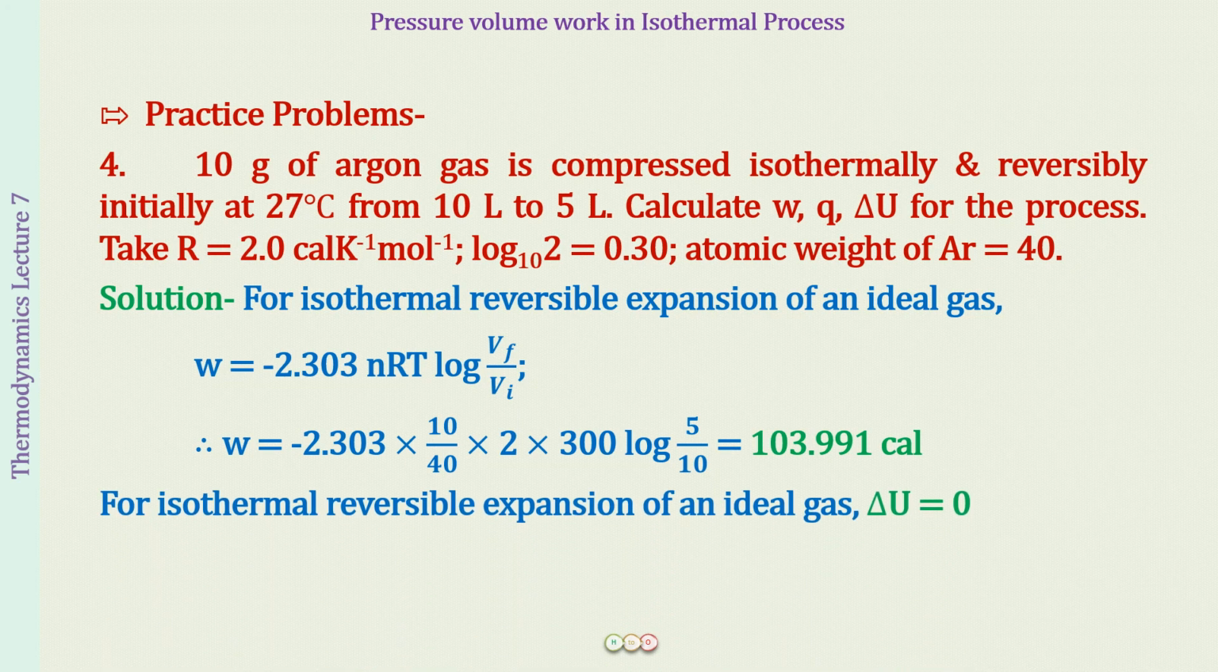All right, and then we have to again calculate delta U. Because this is an isothermal process, the internal energy of the system is going to remain the same. So that will be equal to 0, and Q therefore is going to be equal to minus W, right? And therefore the value is going to be minus 103.991 calories. So this means whatever is work done on the system is going to leave the system in the form of heat that is going to be evolved.